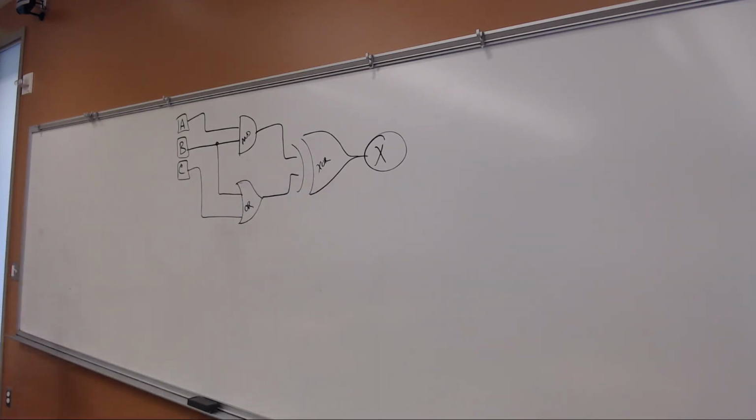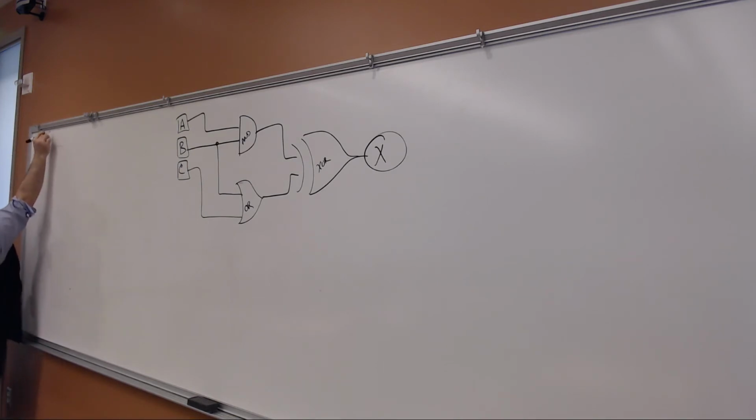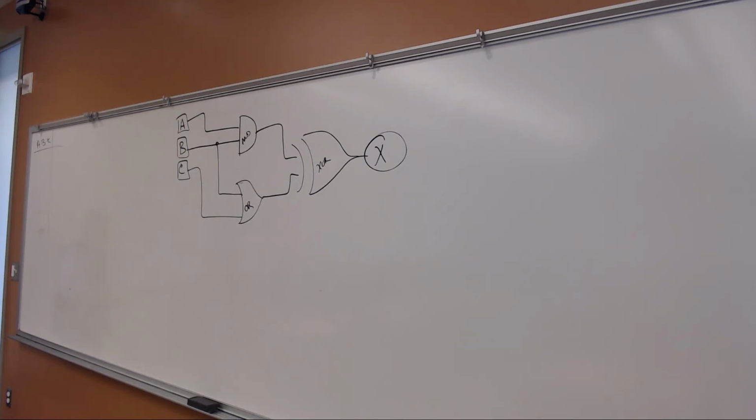All right. So I've got 3 inputs, A, B, and C. What are the different states that this circuit can have? How many? 8. Why 8? 2 to the third is 8. So what are the states? I start at 0, 0, 0, and I go to 1, 1, 1. So 0, 0, 0; 0, 0, 1; 0, 1, 0; 0, 1, 1; 1, 0, 0; 1, 0, 1; 1, 1, 0; and 1, 1, 1.